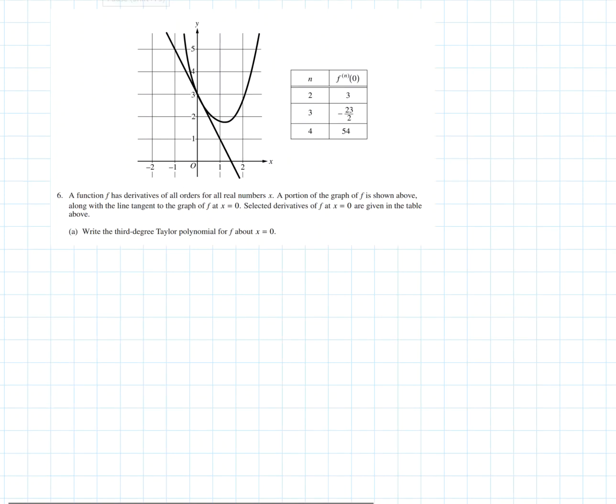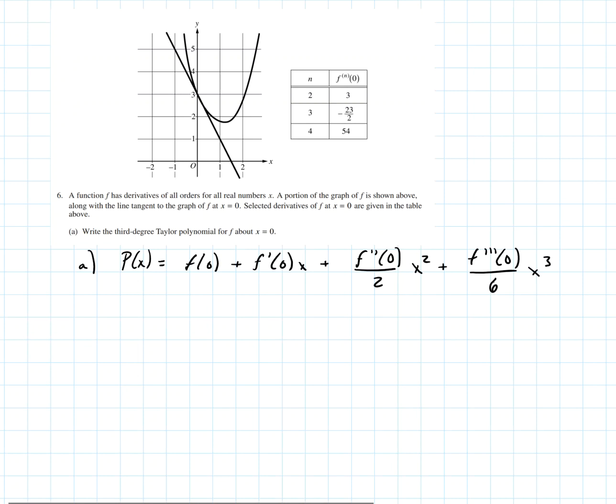So first we can try to imagine the general term for the general Taylor polynomial for a function about x equals 0. And that's going to be that p of x is going to be equal to f of 0 plus f prime of 0 times x plus f double prime of 0 over 2 times x squared, and so on and so forth. But we're only looking for the third degree term, so we're only going to go to this third degree: f triple prime of 0 over 3 factorial, which is 6, times x cubed.